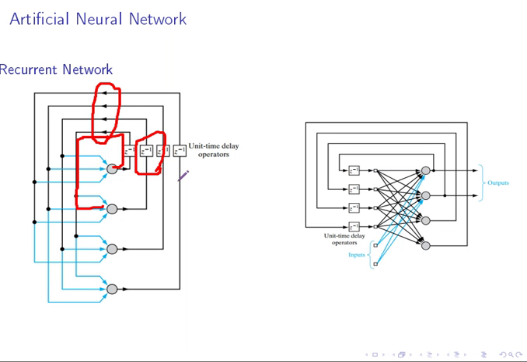On the right hand side is also a recurrent network. Here we can see it is a recurrent network with hidden layer, so it can perform both time series data and also implement nonlinear function.